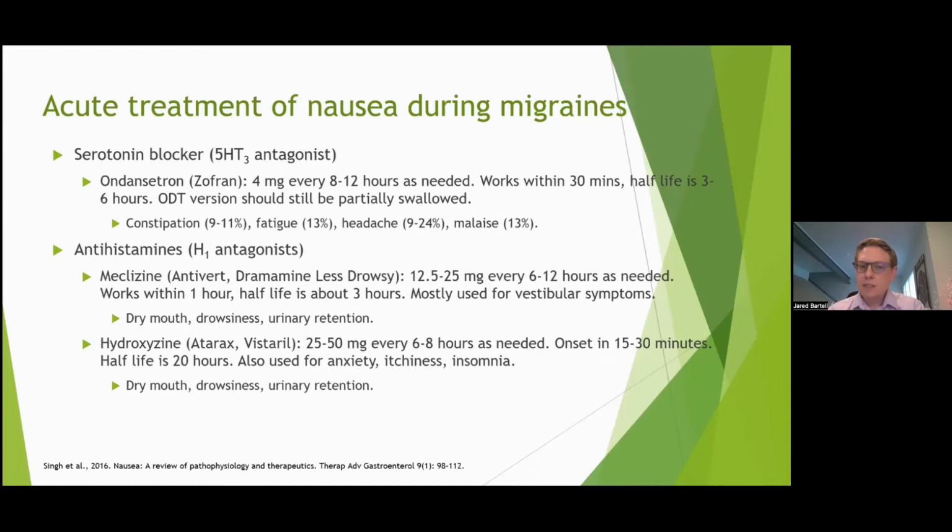There are some antihistamines that we'll use sometimes too, mostly for specific reasons. So meclizine, which is now also available over the counter, is like this version of Dramamine.